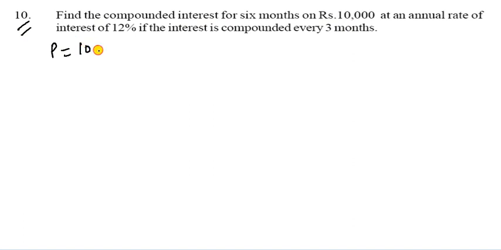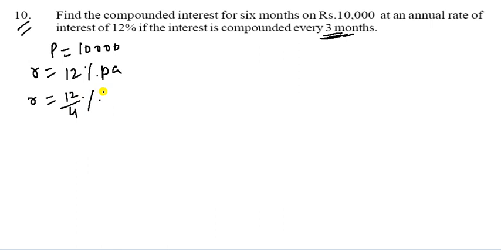Let us see the 10th question. Find the compound interest for 6 months on rupees 10,000. So principal is given as 10,000, at an annual rate of interest of 12% per annum. Interest is compounded every 3 months, that is quarterly. So you can divide it by 4. So R will be equal to 12 divided by 4, quarterly.